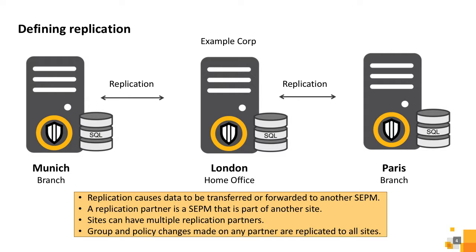This slide shows three sites. The Munich and Paris sites replicate with London. However, they do not replicate with each other. Changes from the Munich site are replicated to Paris, and the reverse is also true. This is because London receives the changes from each site, incorporates the changes into its database, and replicates the changes to each partner site. Because replication takes place between the SEPMs, database types are independent, which enables a mixture of databases within the replication scheme.